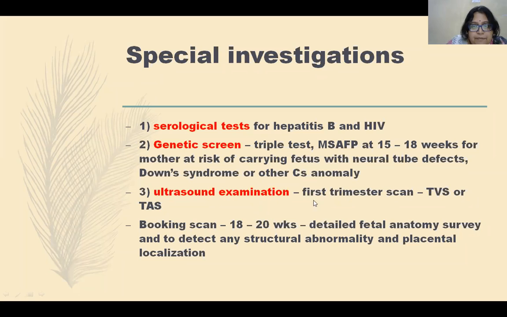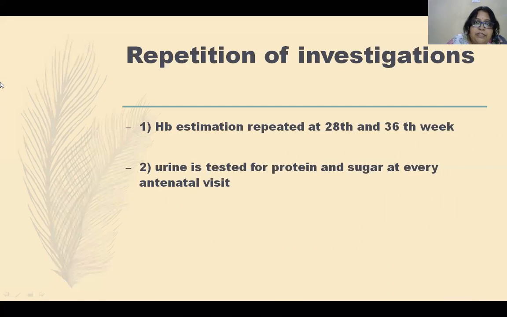Next, ultrasound examination is done during the first trimester. TVS or TAS can be done. It is called the dating scan. Next is the booking scan, done between 18 to 20 weeks, where a detailed fetal anomaly survey is done. You have to look for any structural abnormalities, whether they are present or not, and even the placenta is localized. Next, you will repeat investigations: hemoglobin should be repeated at 28 and 36 weeks, and urine is tested for protein and sugar at every antenatal visit.